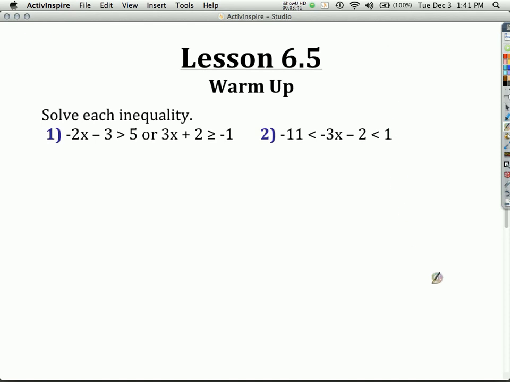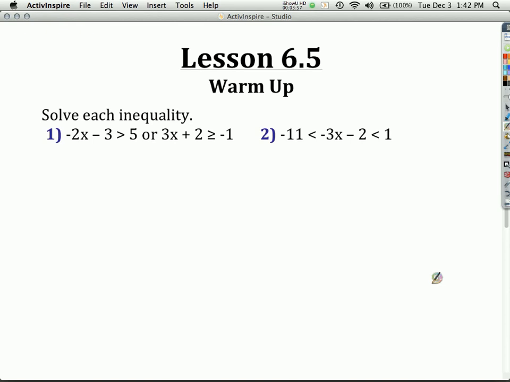Colored pens up. Today's warm-up is a straight review of the last lesson. You were introduced to compound inequalities. Let's see how we're doing so far. Number one, what did you get? We'll start with Dalton, Chris, and then Nathaniel.